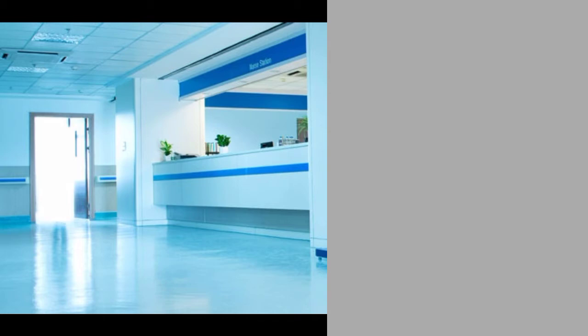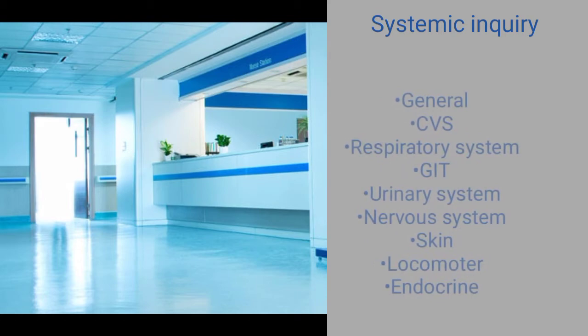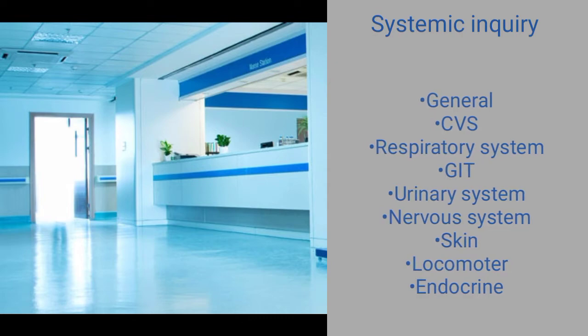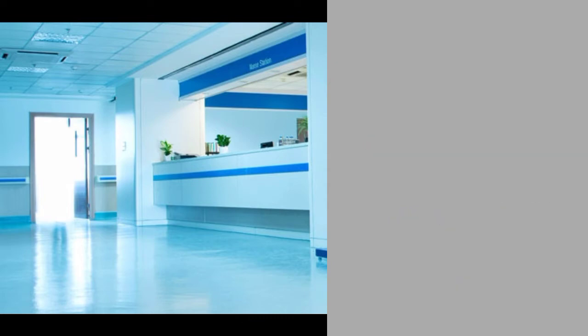Right after the HOPI, you will ask different questions regarding the signs and symptoms of different systems. It is called the systemic inquiry. Generally, you are going to ask about the appetite, weight gain or loss, sleep, and energy. And the other systems like CVS, respiratory, alimentary system, urinary system, nervous system, skin, locomotor, endocrine. You are going to ask the major symptoms regarding all these systems.